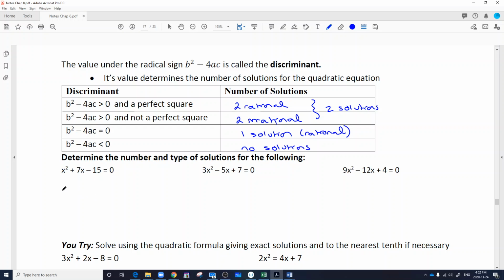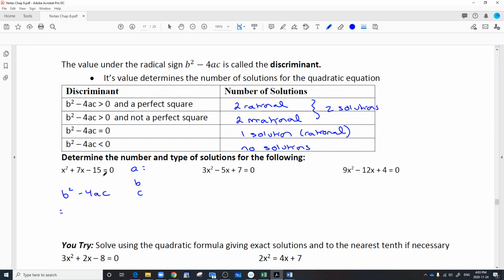So just quickly, let's determine. The question in your quizzes or your tests will often say determine the number and type of solutions for the following. Oftentimes it'll say without solving, or it'll say using the discriminant, determine the number and type of solutions for the following. So all you're doing is figuring out that b squared minus 4ac, that part that's under the square root sign. So let's practice a, b, c.